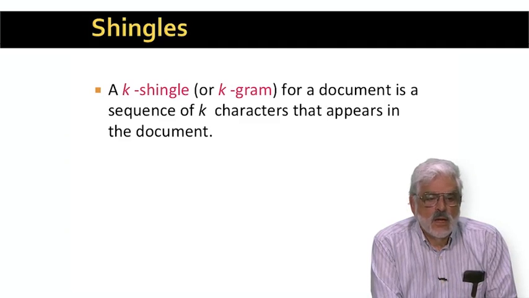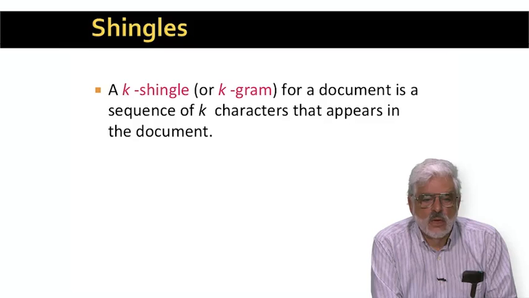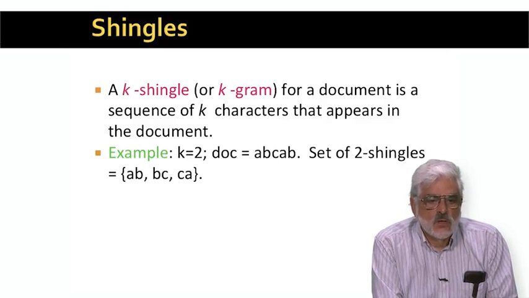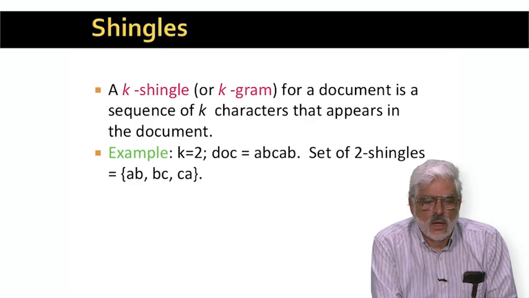For any integer k, a k-shingle, or sometimes called a k-gram, is a sequence of k consecutive characters in the document. The blanks that separate the words of the document are normally considered characters. If the document involves tags, such as an HTML document, then the tags may also be considered characters, or they could be ignored. So here's an example of a little document consisting of the 5 characters ABCAB.